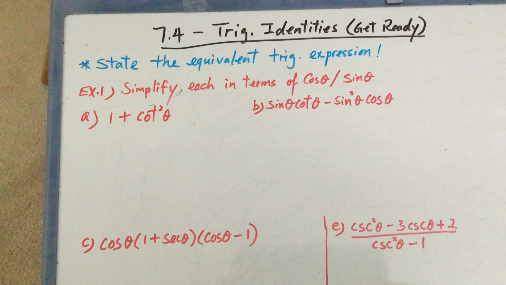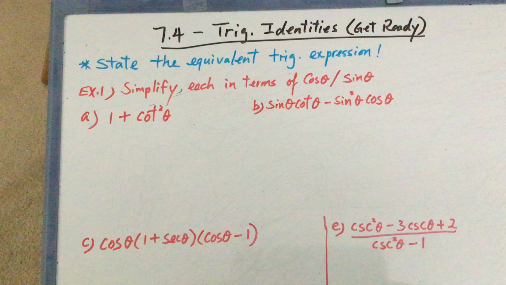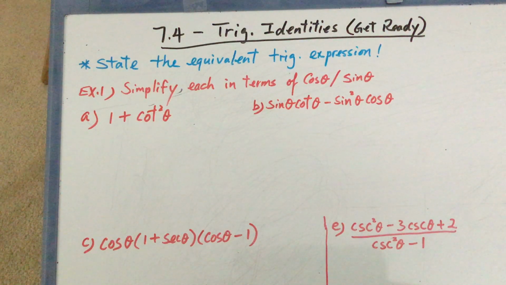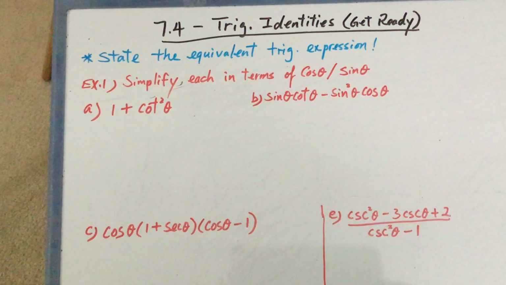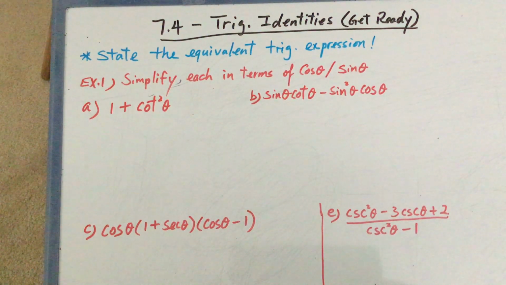Hello, welcome to 7.4 Trig Identities. Just to get ready for proving the trig identities, in this section we're going to try to get the equivalent expressions for any of the given questions. So if you have the worksheets, you can follow me with all those examples that I'm going to show you. Okay? So example number 1, simplify each in terms of cosine and sine.